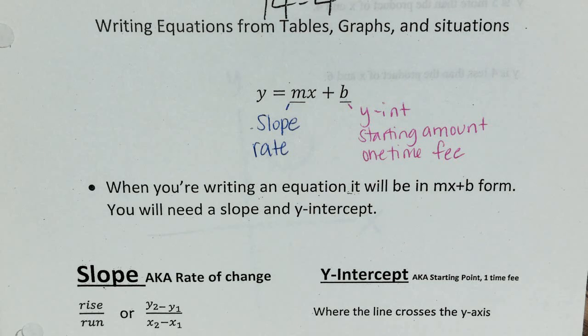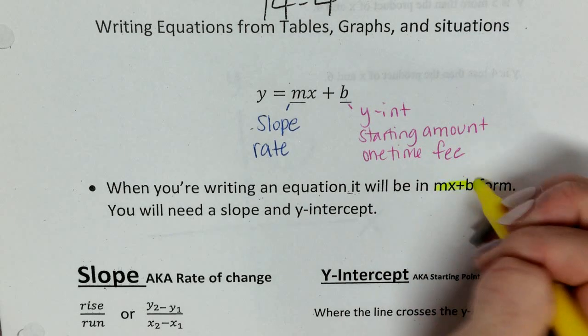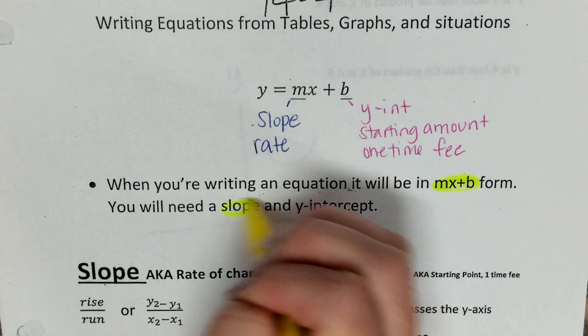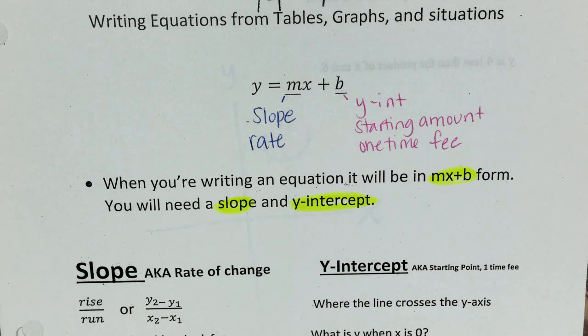Anytime in 8th grade math you are asked to write an equation, you will always write it in mx plus b form. Now in algebra, you're going to learn different forms, but in this class, that's the only way you're going to write it. So every time it asks for an equation, you need what two pieces of information? I highlighted it for you. What do you need? A slope and a y-intercept. That's all you need to write an equation. So let's go over what these two pieces mean and how we solve for them.